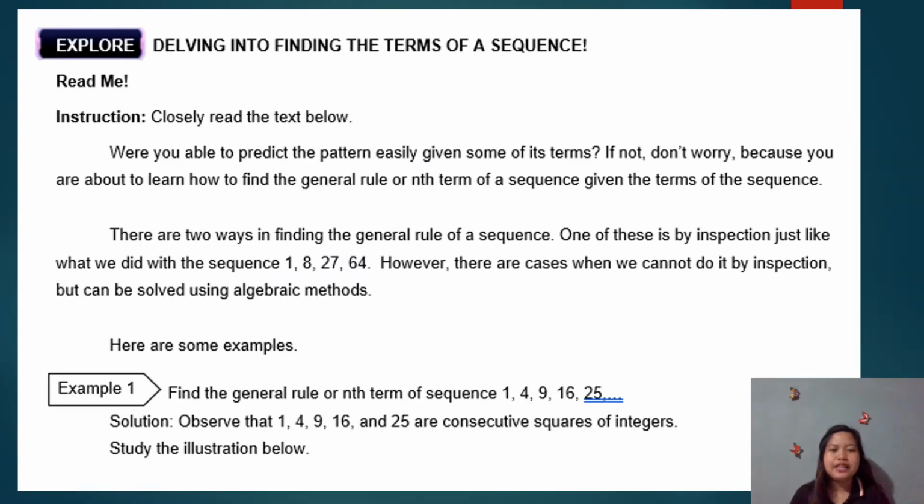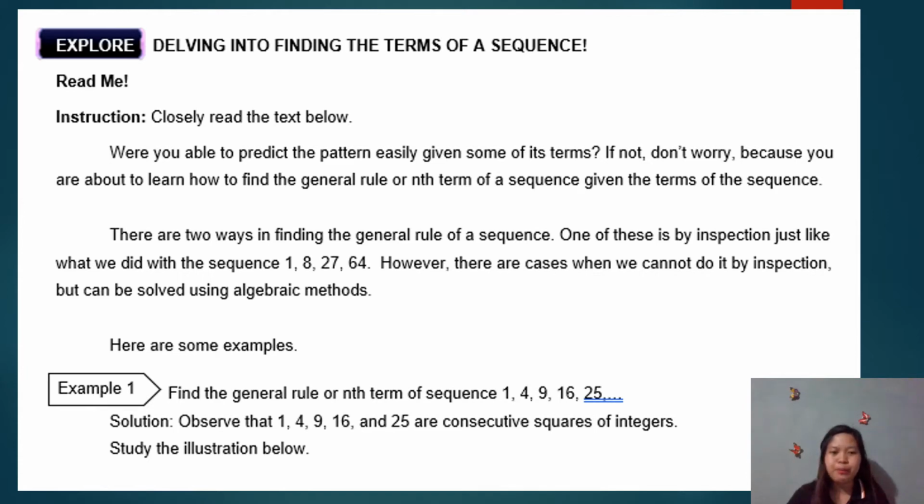So let's delve into finding the terms of a sequence. Were you able to predict the pattern easily given some of its terms? If not, don't worry because you are about to learn how to find the general rule or nth term of a sequence given the terms of the sequence. There are actually two ways of finding the general rule of a sequence. One of these is by inspection, just like what we did with the sequence 1, 8, 27, 64. However, there are cases when we cannot do it by inspection, but can be solved using algebraic methods.